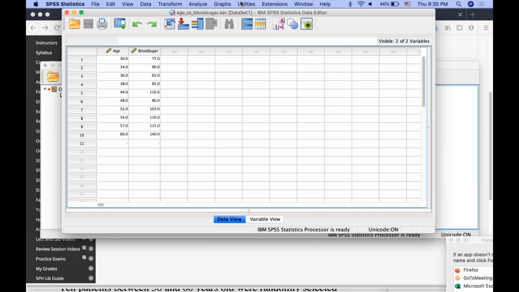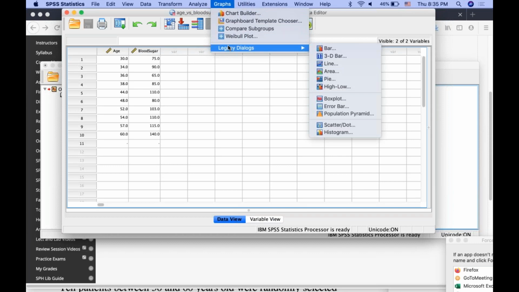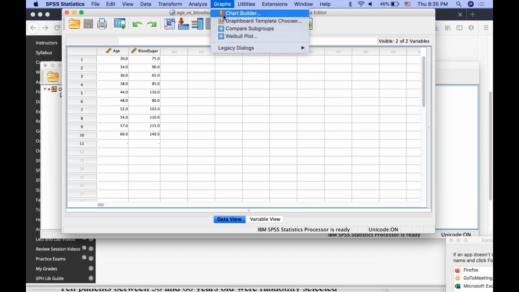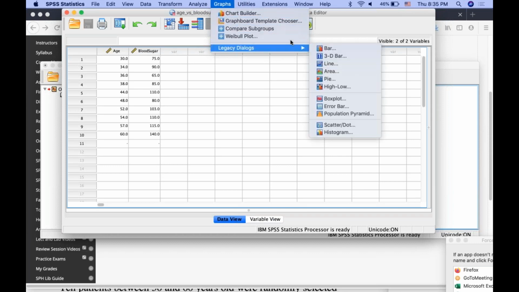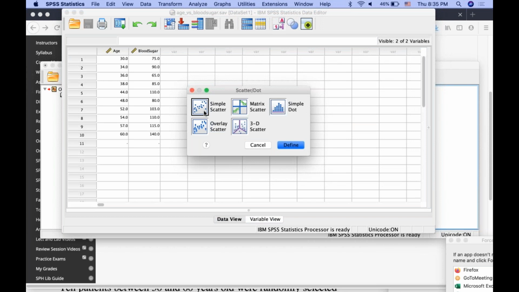So I'm going to do that. I'm going to go up here to graphs. I'm going to go to legacy dialogues. There's this chart builder function. There's a number of ways to build graphs. The simplest way is just go to legacy dialogues. But if you want to get familiar with the other ways, you can certainly do that.